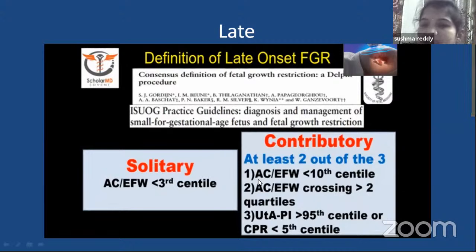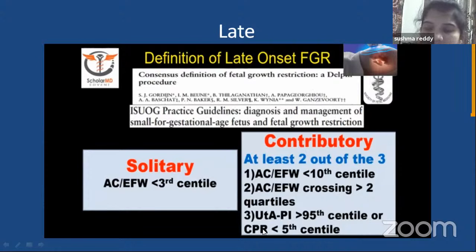And also, here, estimated fetal weight less than 10th centile is only an option. That means small for gestational age is only an option. The fetus cannot even be SGA, but if the fetus crosses 2 quartiles or has Doppler changes, then it can be fetal growth restricted.